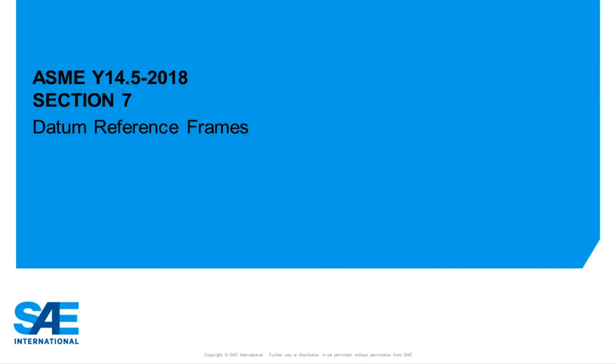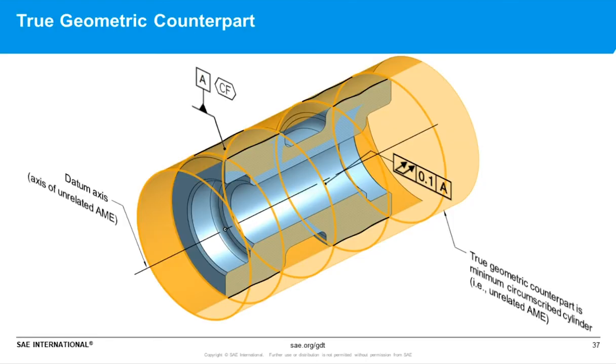So up next, let's talk about datum reference frames. That's Section 7. That was the old Section 4 in 2009. And one of the most significant changes was the return of the old term true geometric counterpart. So many of you may be familiar with that term from the 1994 standard. And it was actually, according to my research, it goes way back, I believe, to 1966. I found it in that standard as well. So it's been around many decades, and many people are familiar with it.